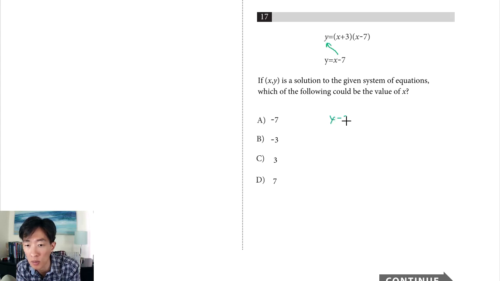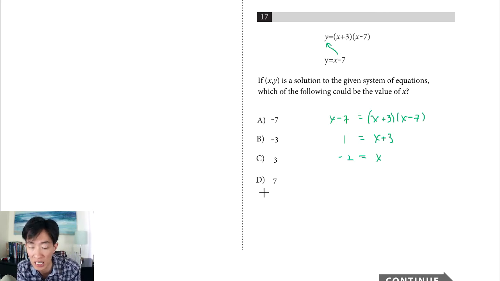That's going to be x minus 7 equals (x plus 3) times (x minus 7). You need a parenthesis there. And what I'm going to do is see this as something times something equals something. I could then divide both sides by x minus 7. That's going to leave me with x plus 3 equals 1. And then I'm going to subtract 3 from both sides, and we're going to get x equals negative 2.